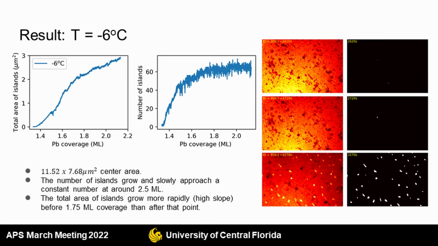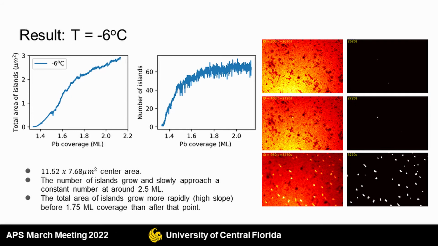At -6 degrees Celsius, we can see that the number of islands grows and slowly approaches a constant number at around 2.5 monolayers. And the total area of islands grows more rapidly before 1.7 monolayer coverage than after that point. As a quick note, the raw data has been shown in a different contrast.